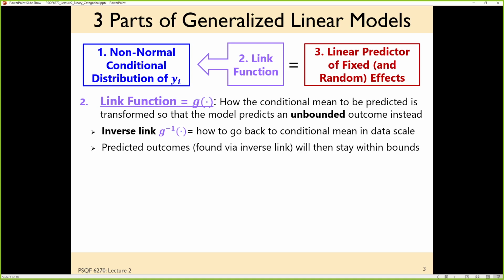What's going to happen behind the scenes is that the link function is going to translate the mean to be predicted into something that is more continuous and unbounded. The idea of taking it back to the original scale of the data is an inverse link. So link is going from the data up to something created by the model. Inverse link is coming back down.